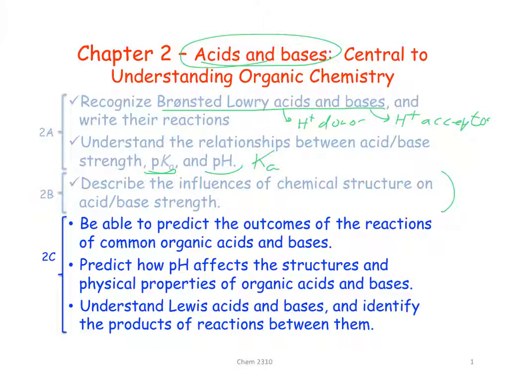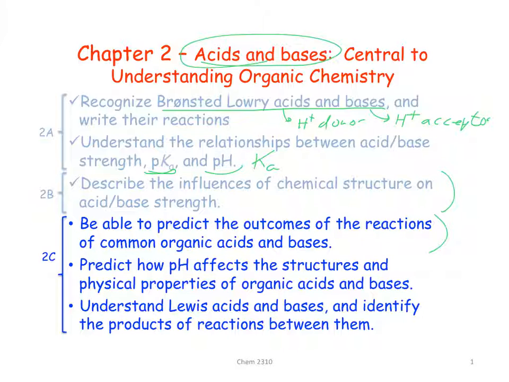All right, so now we're going to take what we learned last time, and we are going to use it to predict the outcomes of acid-base reactions. Right, so this is going to involve two steps. One, we're just going to predict what the actual reactants and products are. And then the second is that we want to be able to predict for a given acid-base reaction which direction the equilibrium will lie, either toward the products or back toward the reactants.